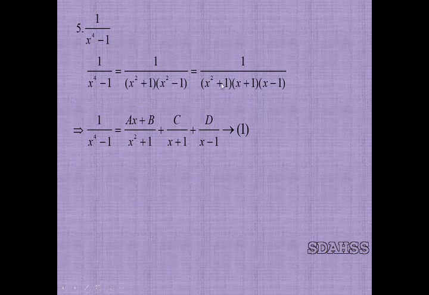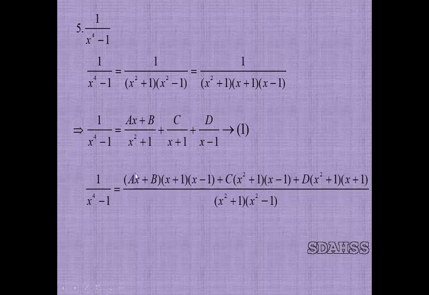here x square plus 1 means there are two unknowns, so you have to use two alphabets, so we can write ax plus b divided by x square plus 1, plus c divided by x plus 1, and the next factor, plus d by the last factor x minus 1, mark it as equation 1. Then take down the LCM, the LCM is x square plus 1 into x square minus 1.